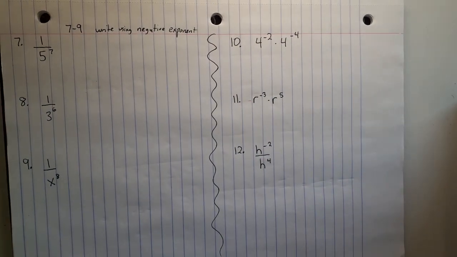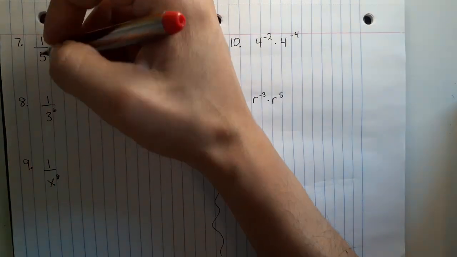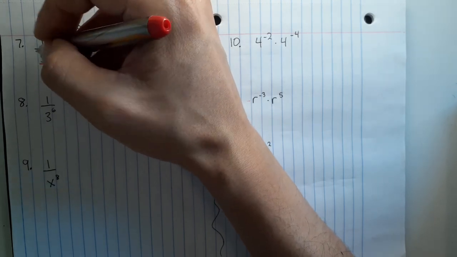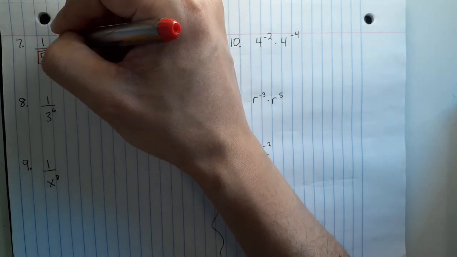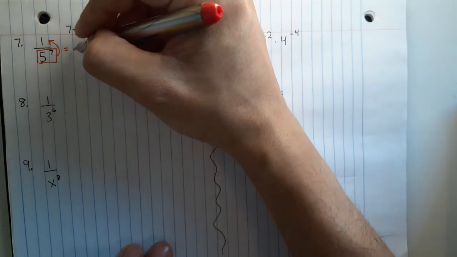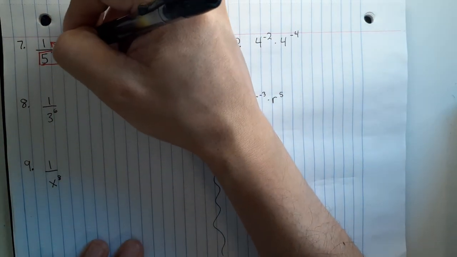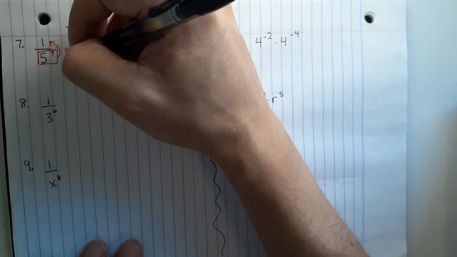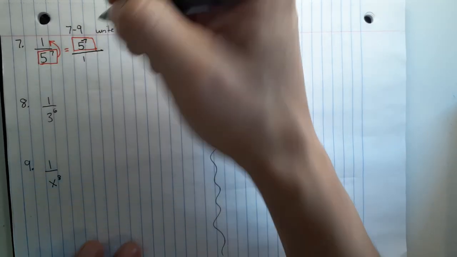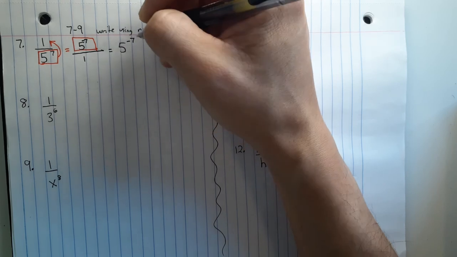Problems 7 through 9 ask us to write using a negative exponent. Same idea as before. I just take whatever I'm being asked to move around. The 5 to the 7 gets moved to the top. And the 7 is turned positive. I'm sorry, turned negative, seeing how we're moving it. So the final answer is 5 to the power of negative 7.